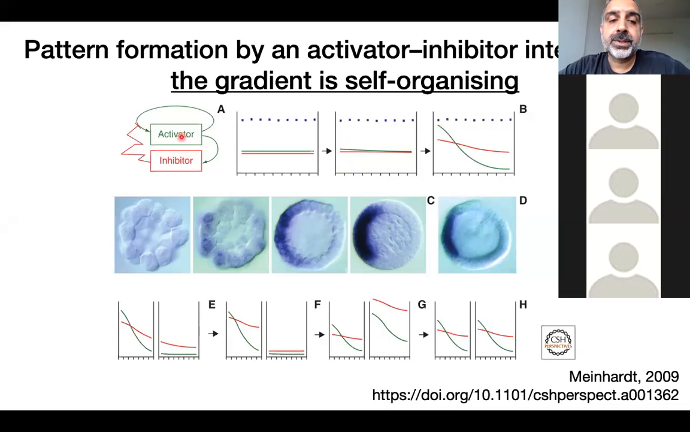The activator also causes the expression of the inhibitor, this red line here, which increases inhibitor expression as well. What you're seeing here are particular sets of values for the diffusibility of the activator and inhibitor, and how good the inhibitor is at inhibiting the activator. And here you're seeing this particular gradient forming. Is that okay so far?